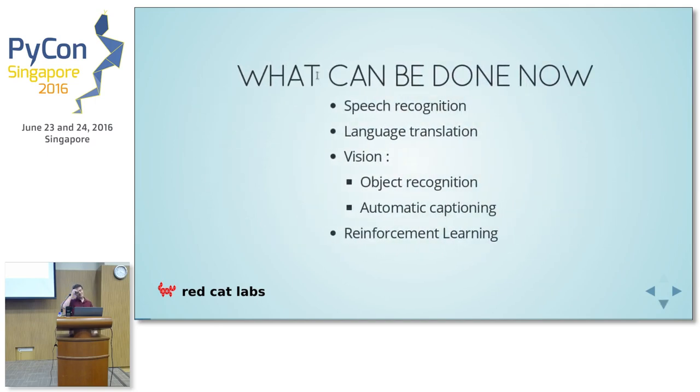So, deep learning, the question is, what's this all about? What can we do with deep learning right now? At the moment, deep learning is used for speech recognition, language translation, various vision tasks, automatic captioning, and reinforcement learning. It's been in the news, and we're going to have a talk about how all of this works. We're going to see real examples, hopefully on your own machines, of this working.